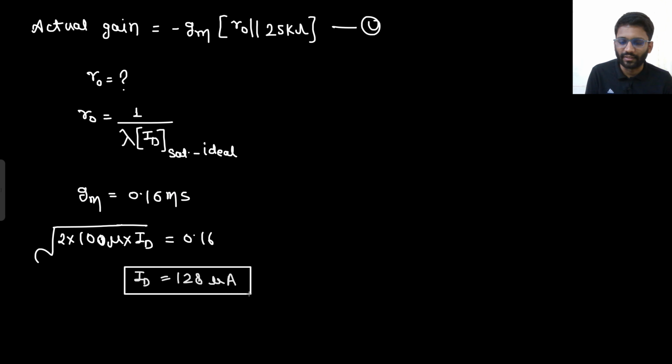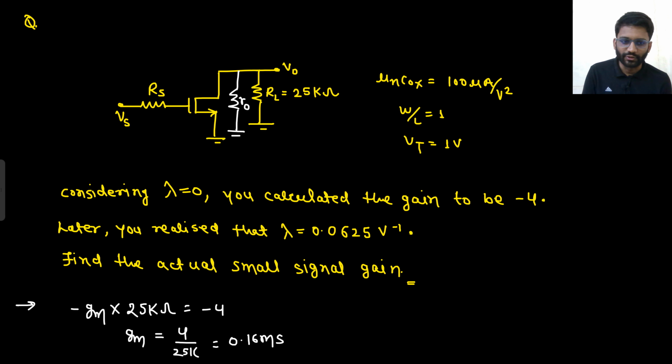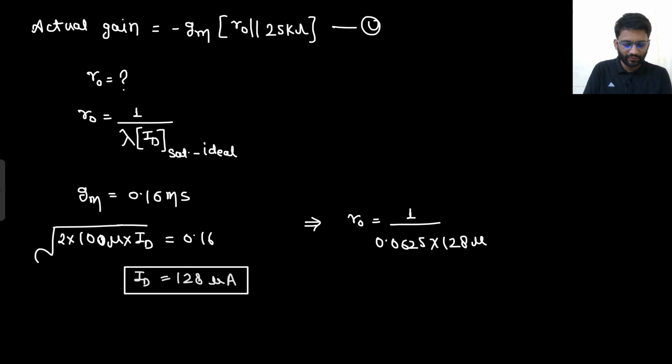This is the ID value. So from here, what will be your R naught? R naught will be 1 upon lambda. Lambda is 0.0625 into 128 micro. 0.0625 into 128, that is 8. So basically your R naught is 10 to the power 6 by 8.